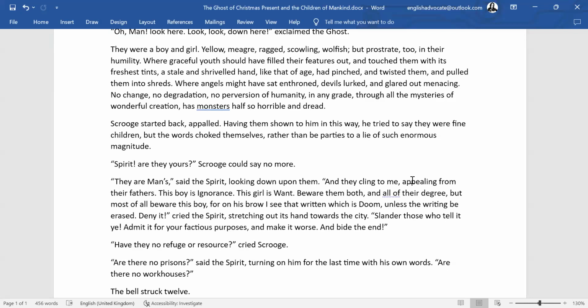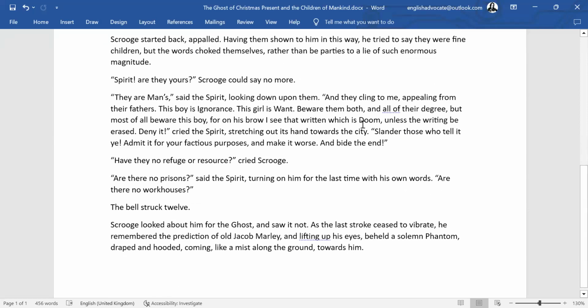And Scrooge asks, have they no refuge or resource? Is there no one or nothing that can help them? And the spirit turns on him with his own words. Okay, he says, are there no prisons? Are there no workhouses? And you'll remember from the first stave that this was Scrooge's kind of dismissal of the charity collectors, of the portly gentlemen.